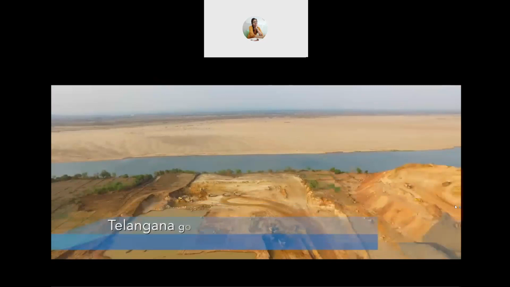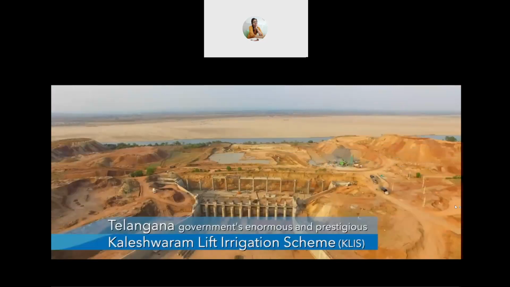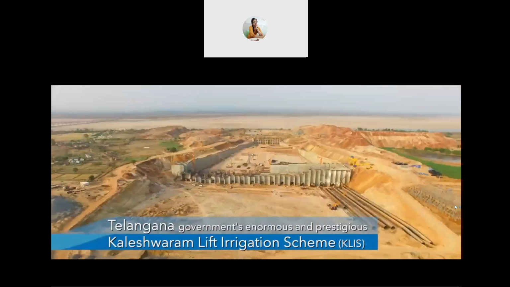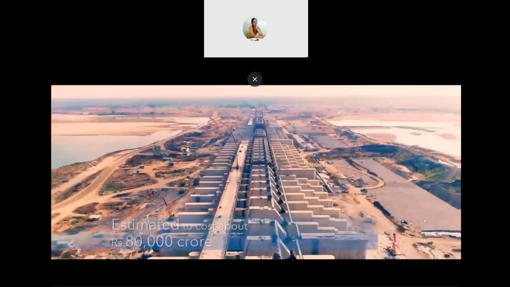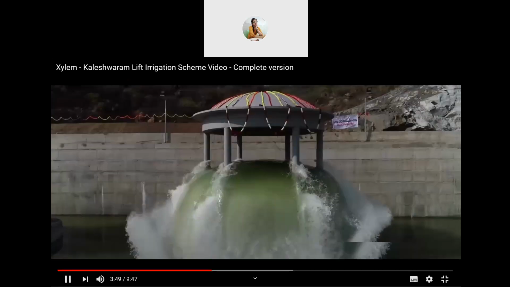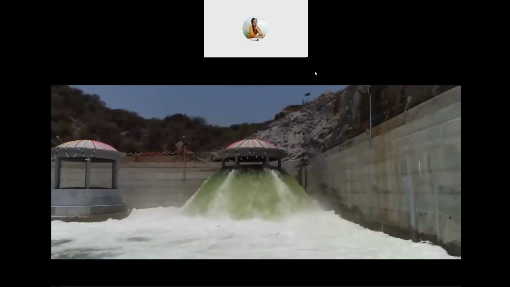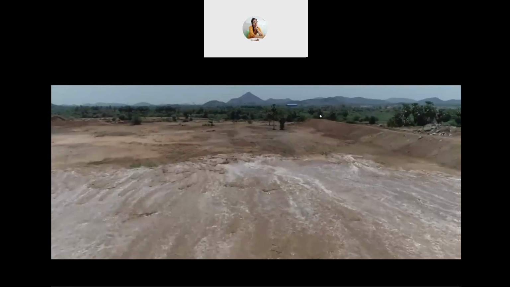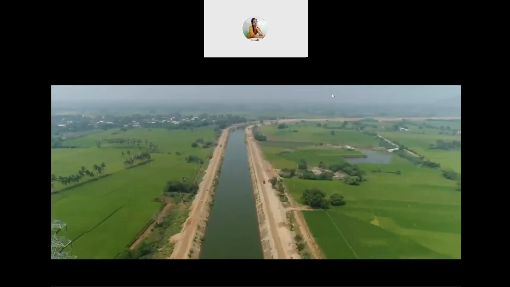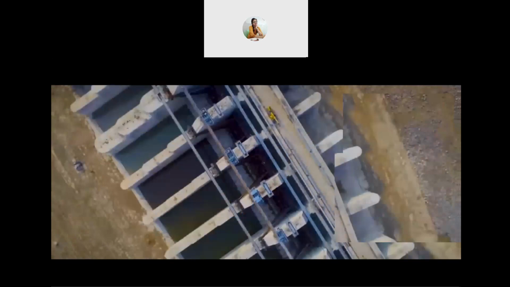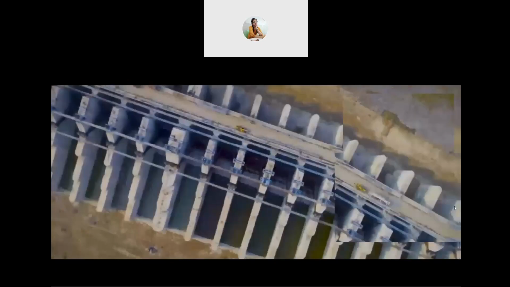In this context, the Telangana government's enormous and prestigious Kaleshwaram Lift Irrigation Scheme, KLIS, estimated to cost about Rs 80,000 crore, holds the potential to change this scenario and end water woes of the state, where many regions are parched. KLIS is the first of its kind and the largest lift-based irrigation project in the world.